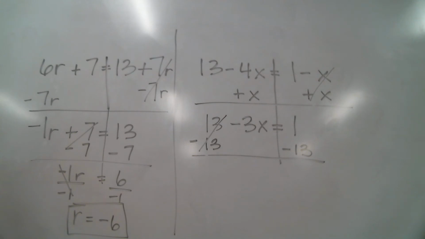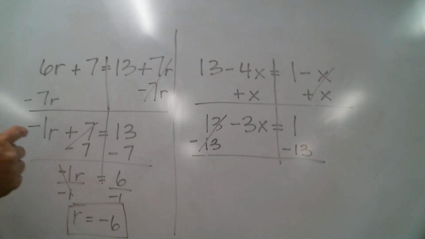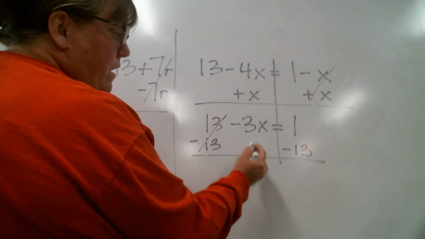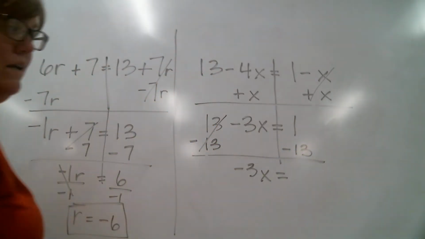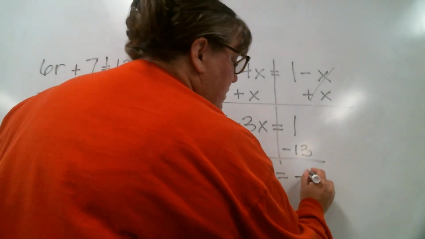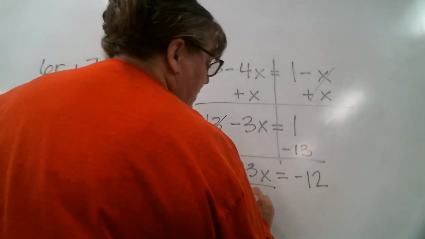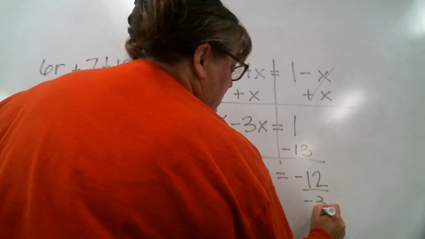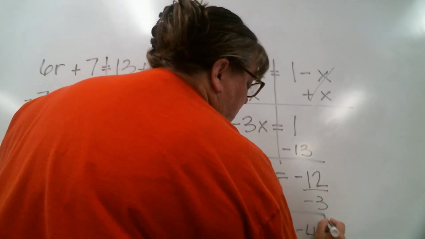Okay, this is why writing your work down is important. Some of you that were trying to just write the answer down, I know that you can do that, but as we get more complicated, writing your work down will save you mistakes. So let's rewrite this. We've got a negative 3x, and then 1 minus 13 is negative 12. And then the last thing I need to do is divide by negative 3 and get x equals negative 4.